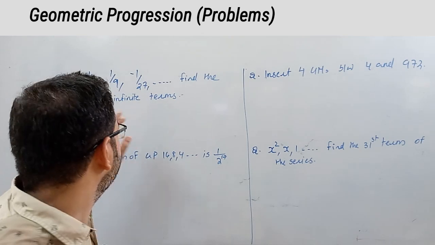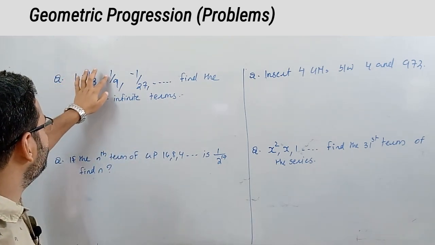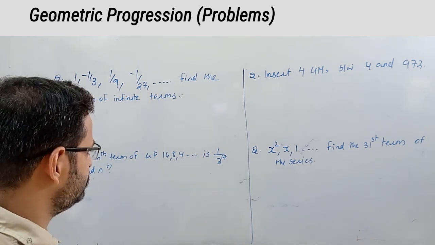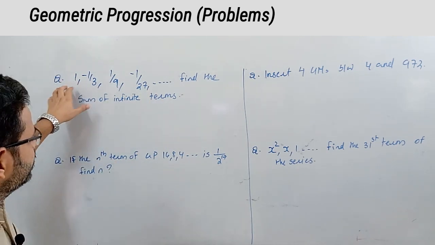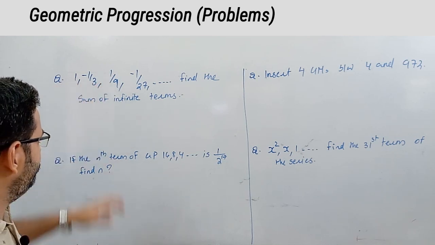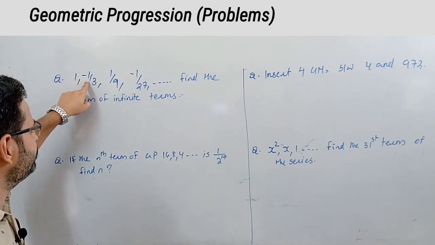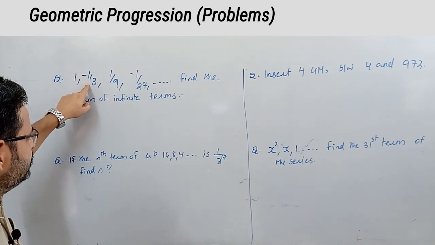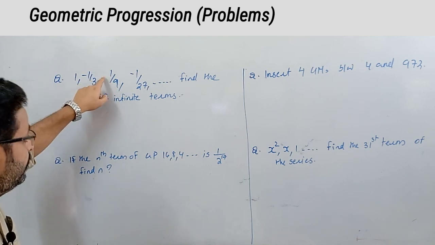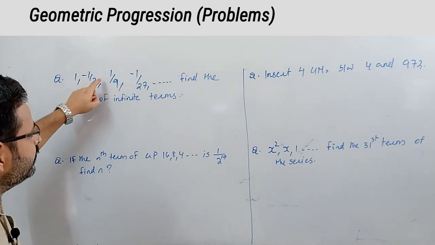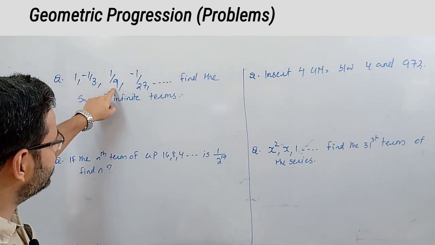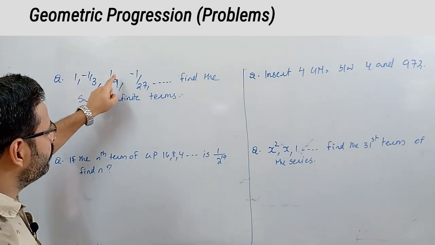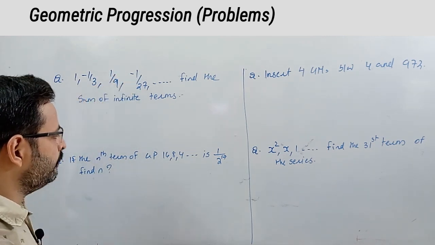Now consider the next question. 1, minus 1 by 3, 1 by 9, minus 1 by 27, etc. Find the sum of infinite terms. Okay. First of all, we have to know whether the given sequence is an AP or GP. First term is 1, second term is minus 1 by 3. That means first term into minus 1 by 3 gives the second term, minus 1 by 3. Third term is 1 by 9, since minus 1 by 3 into minus 1 by 3 equals 1 by 9. And the fourth term is minus 1 by 27, since 1 by 9 into minus 1 by 3 equals minus 1 by 27.